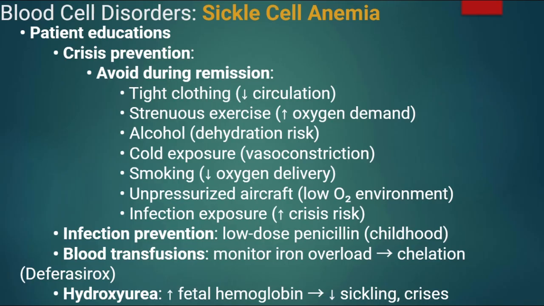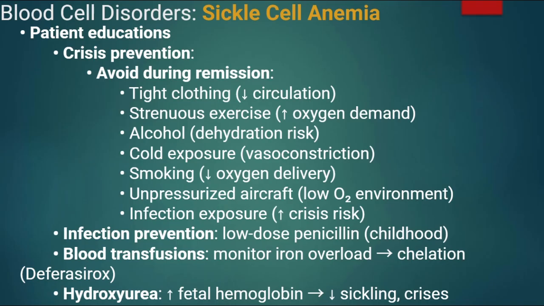Patients should not smoke because smoking decreases oxygen delivery and increases the risk of lung complications. They should avoid traveling in unpressurized aircraft where low oxygen levels can trigger sickling. Finally, they must limit exposure to infections by practicing good hygiene, staying up to date with vaccinations, and seeking care promptly if illness develops. As nurses, we should stress that these precautions are not just recommendations. They are life-saving measures that reduce the risk of painful crises and long-term organ damage. For infection prevention, children with sickle cell anemia are often prescribed low-dose penicillin, starting in infancy and continuing through early childhood. This greatly reduces the risk of life-threatening infections like pneumonia and sepsis.